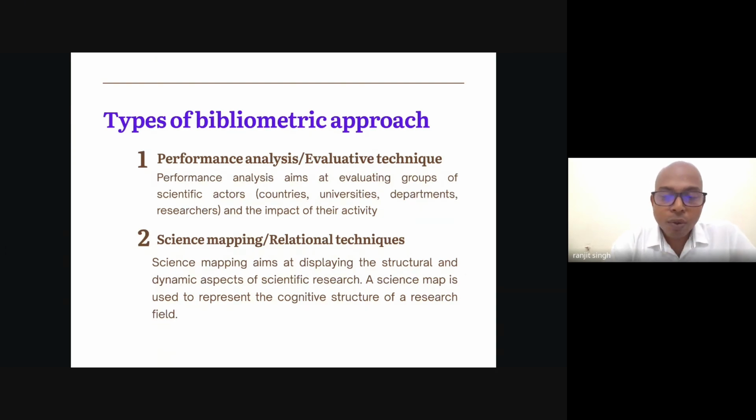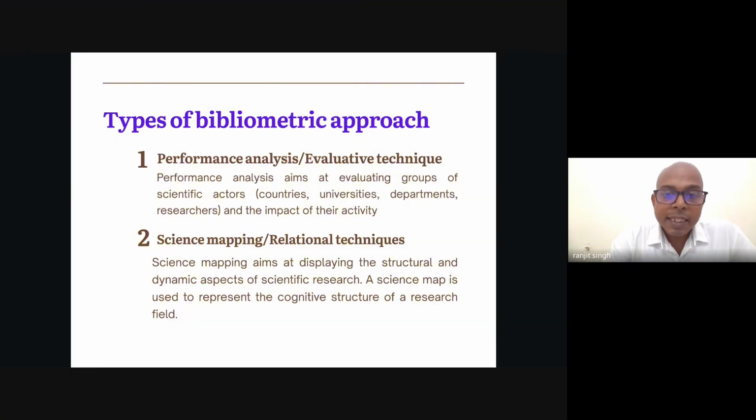In performance analysis, we generally evaluate the country, university, department, or researcher based on the number of articles produced by the country, the number of articles produced by the author, and it also evaluates the impact. Impact is related to citation. That means how many citations the author has garnered, and how many articles got citations of more than 100. So that will be done by performance analysis only.